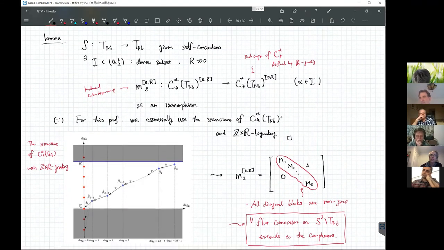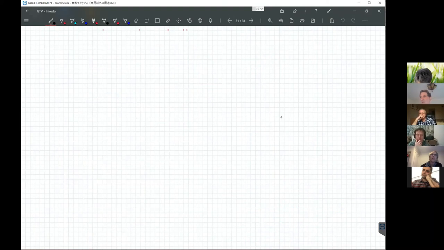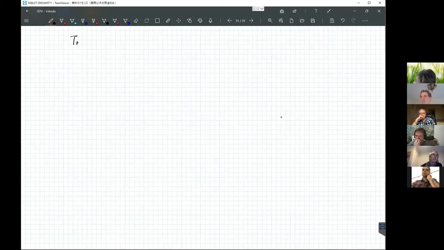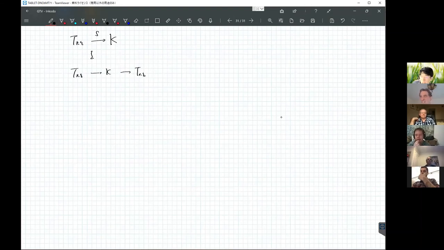Our main theorem follows from this lemma, because if we consider a concordance from the torus knot to a knot K, then we can take its double. Okay, good. Yeah, that's what I was asking, if that was what you did. Yeah, okay, good. Very nice.